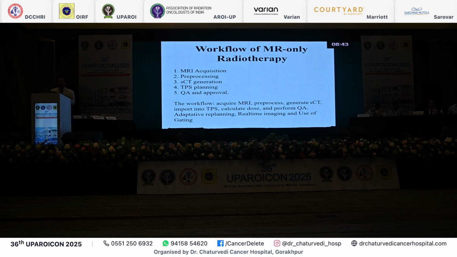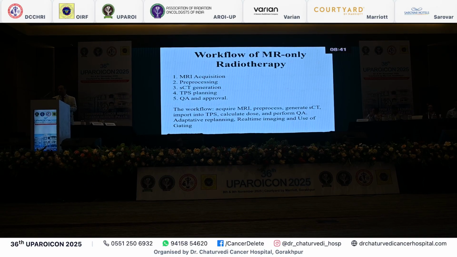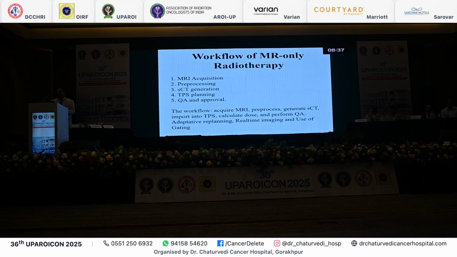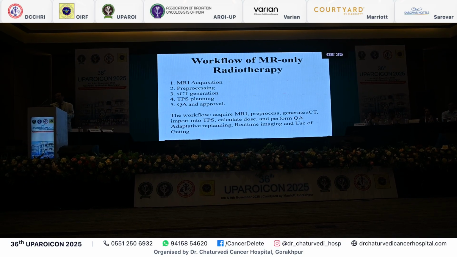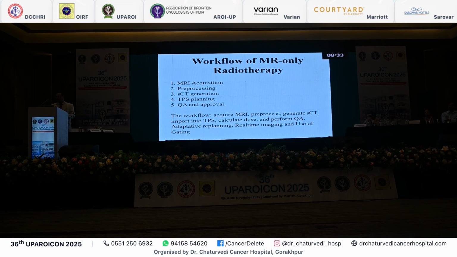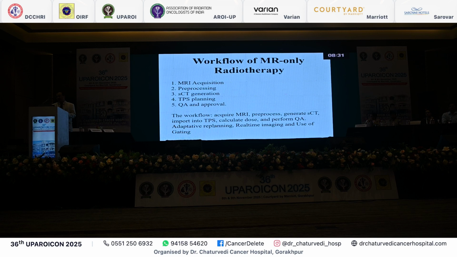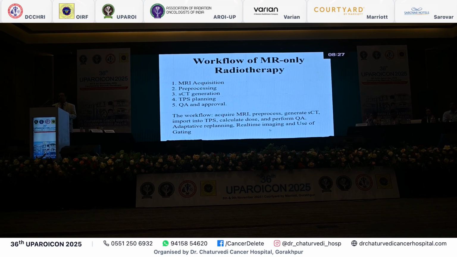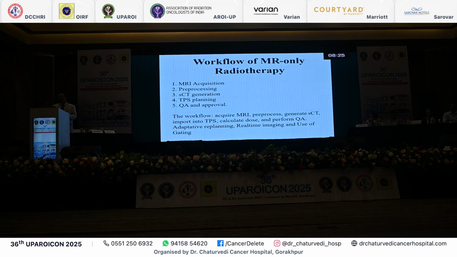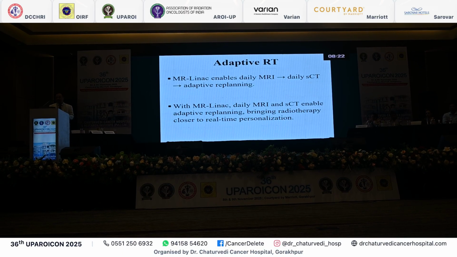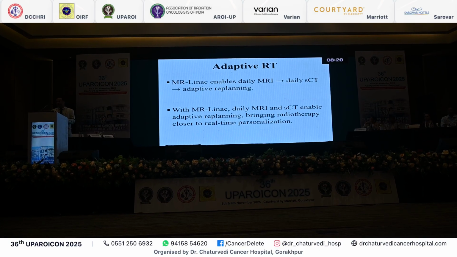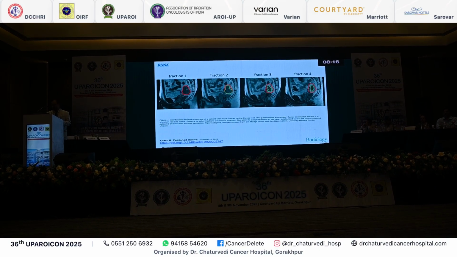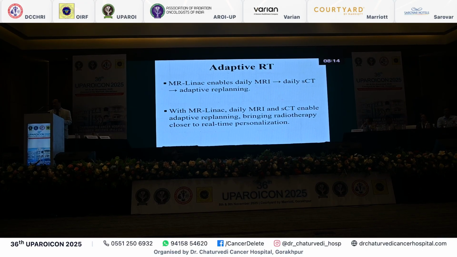Now the workflow of MR-only radiotherapy: MRI acquisition, pre-processing, then synthetic CT generation, TPS planning, then our QA approval, and it also includes in between adaptive replanning, real-time imaging and use of gating for online gated MRI-guided radiotherapy. So MRI Linac enables daily MRI, daily SCT generation, then adaptive replanning.